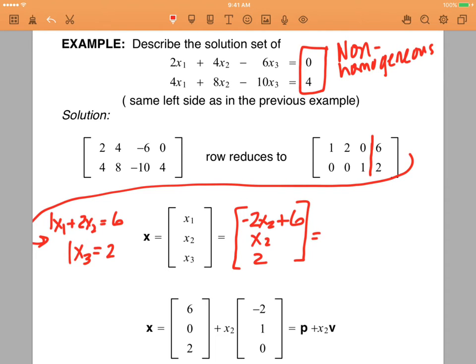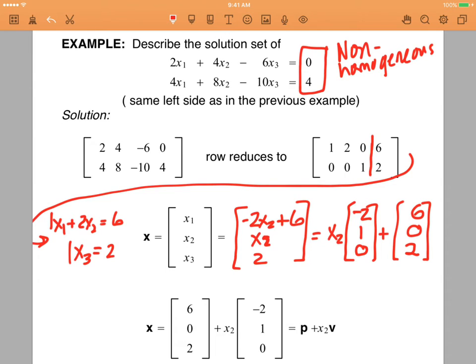Now I can't pull x2 out of this anymore, like I did before, because I have that 6. So instead, I have some numbers that are multiplied by x2 plus possibly some constants that aren't multiplied by anything. So this is a slight shift from the previous situation. Along the first row, it's x2 times negative 2 and then plus 6. The second row, it's x2 times 1 plus 0. In the third row, it's x2 times 0 plus 2.